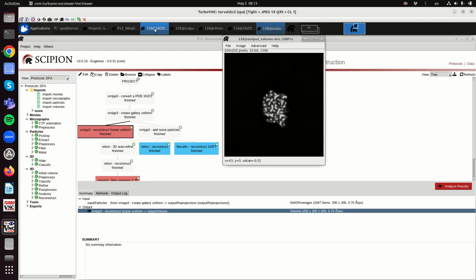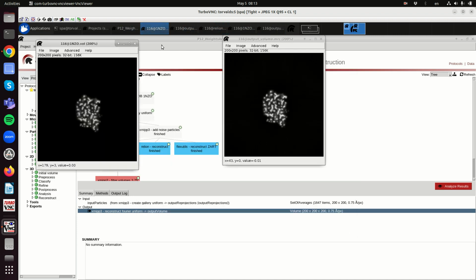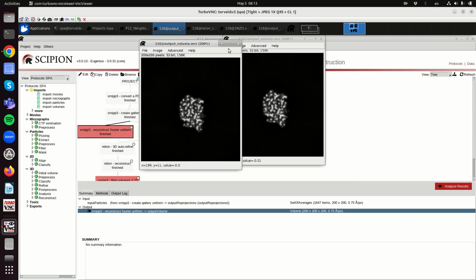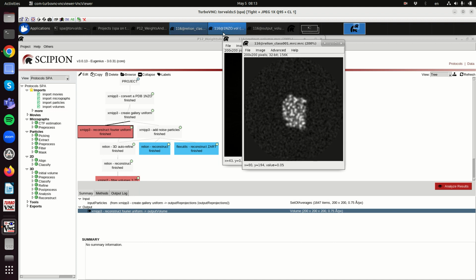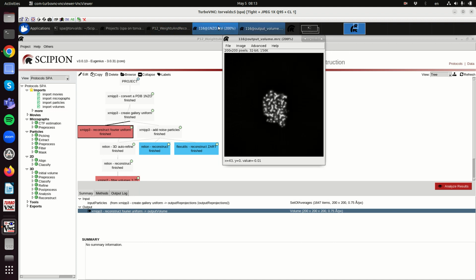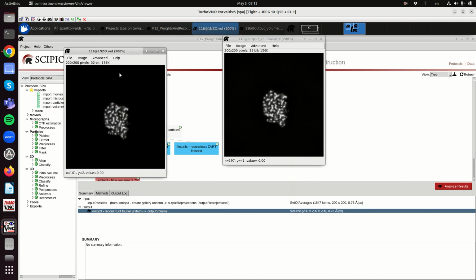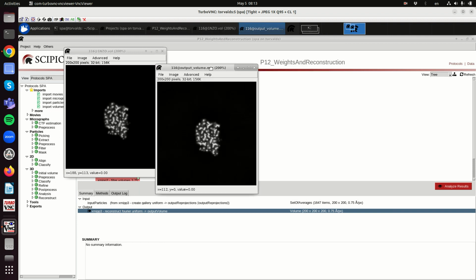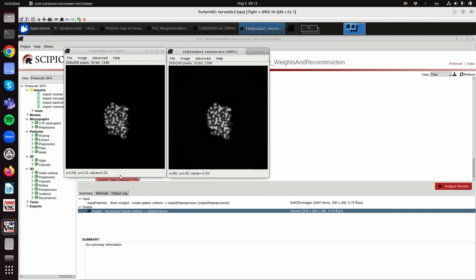I have many more things open, so let me close everything. And yeah, this was the original slice, this is the reconstruction. So even these small spots are recovered. There is a little bit of low pass filter, but this is normal because we don't have infinitely many projections.